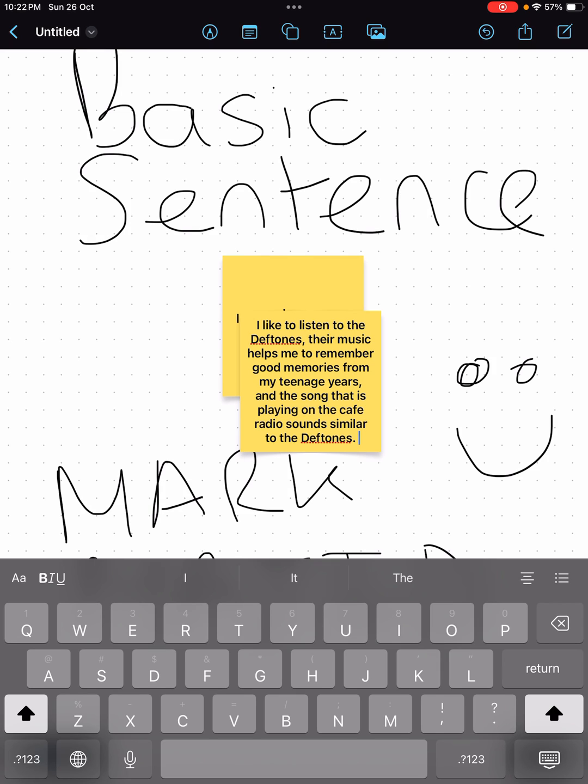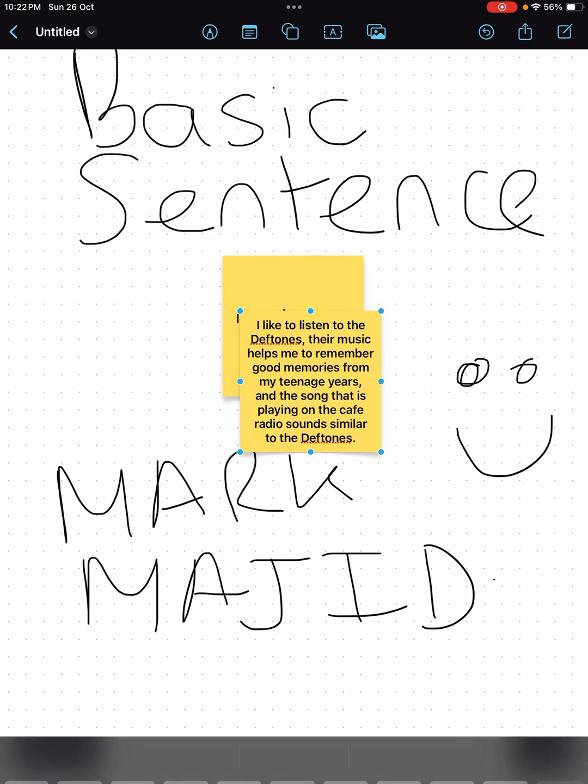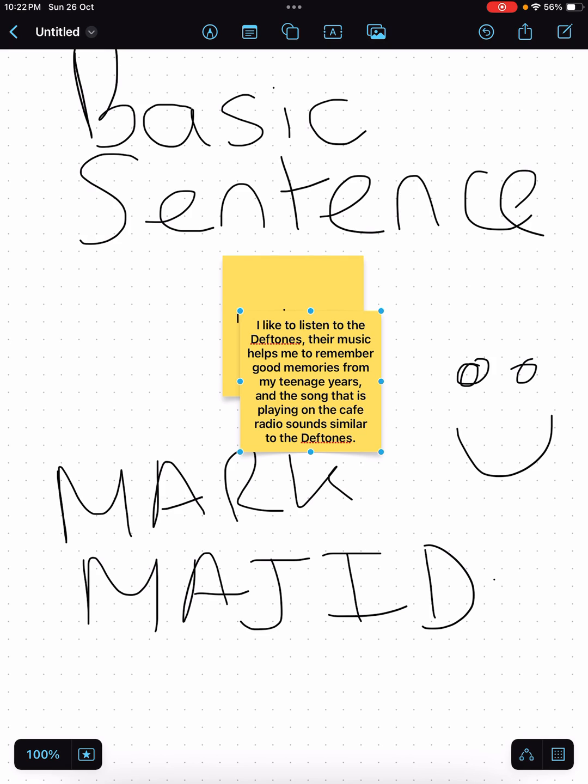This is a complex sentence because it consists of the mandatory independent clause, which is I like to listen to the Deftones, and more than one dependent clause. In this situation, we have two dependent clauses, which are their music helps me to remember good memories from my teenage years, and the song that is playing on the cafe radio sounds similar to the Deftones. This is how you write a complex sentence. I thought this would be necessary.